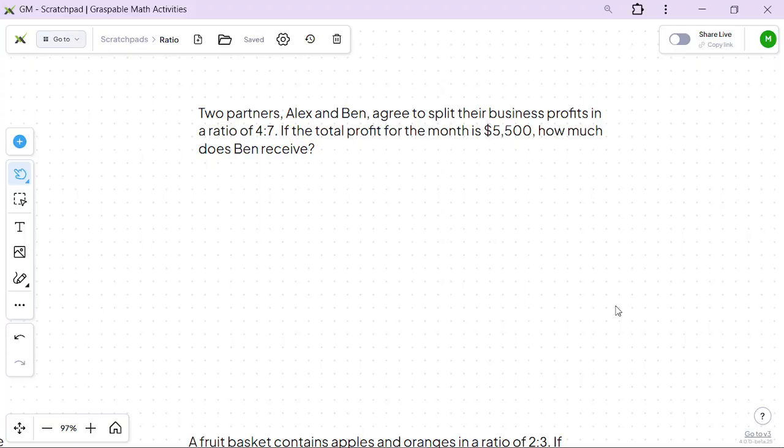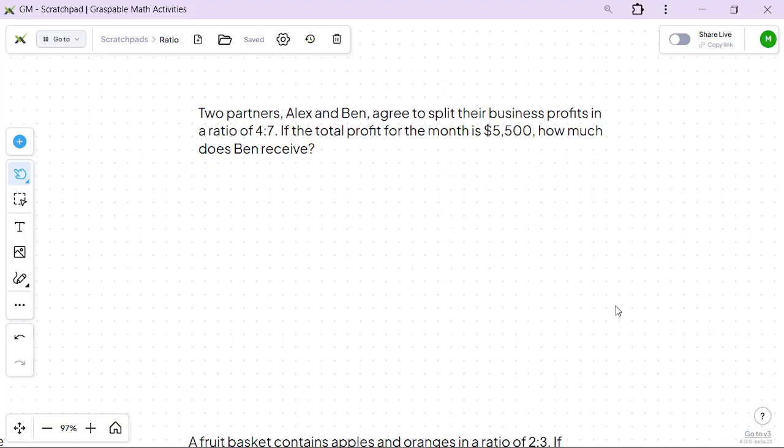Now, you see, there's a keyword that was introduced there. We are not looking for Ben's part like we did in the previous one. In the previous one, one person was given and we looked for the other. But in this case, neither Alex nor Ben was given. So they said, how much does Ben receive? We are looking for Ben's part. If Alex's part was given, it would have been easy; we just scale to get Ben's part as we did. But now we can't scale because we don't even know what Alex's part is.